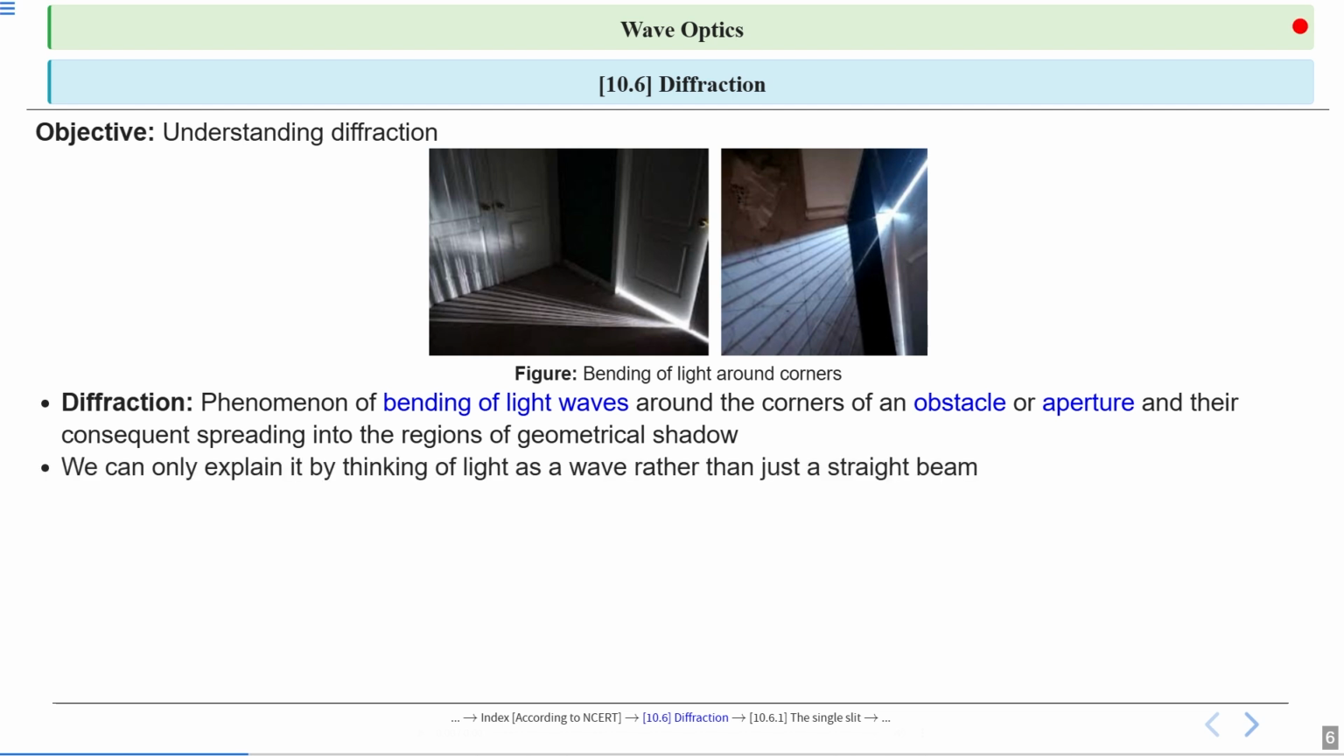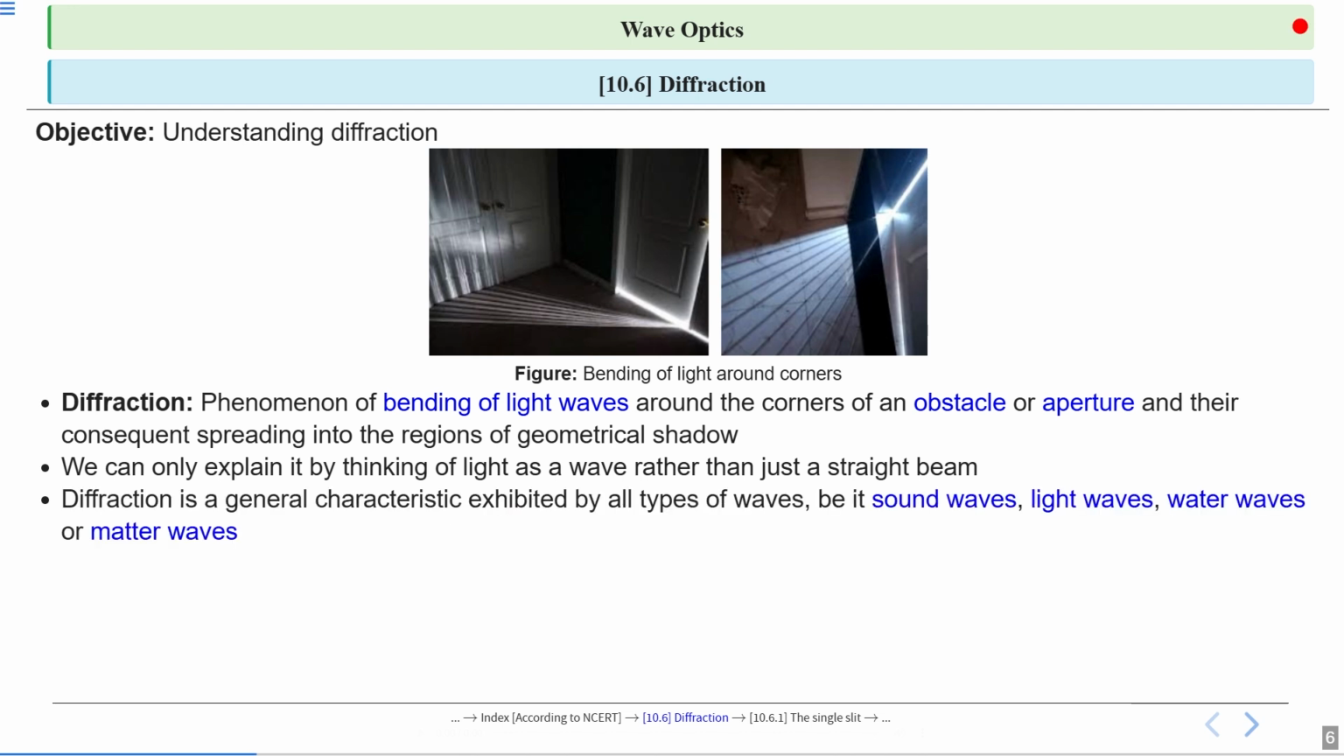To truly grasp diffraction, we need to think of light as a wave, not just a straight beam. This wave perspective helps us explain how light can bend and spread, which is something a simple straight line model can't account for.